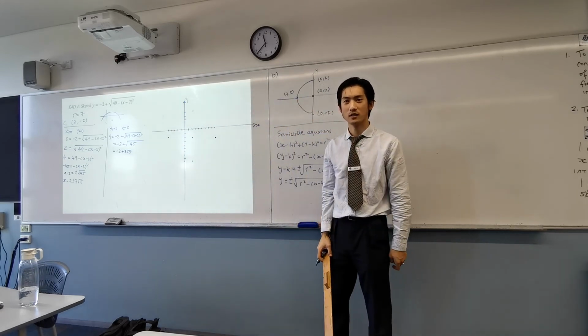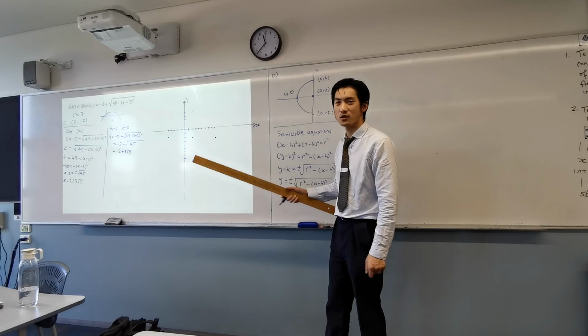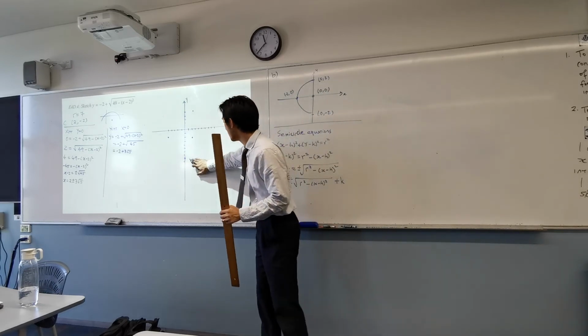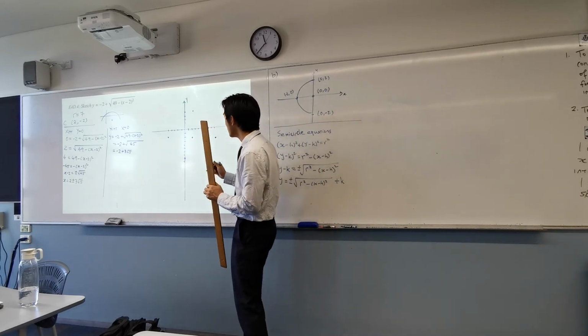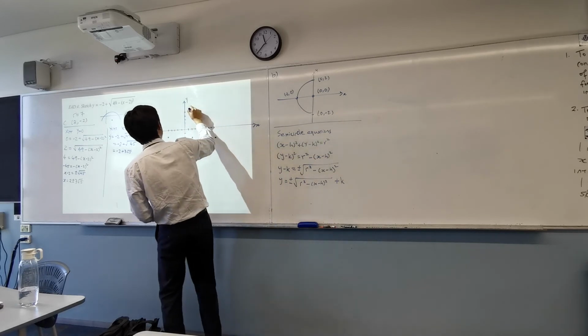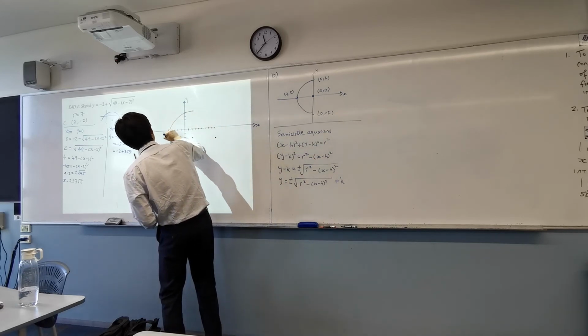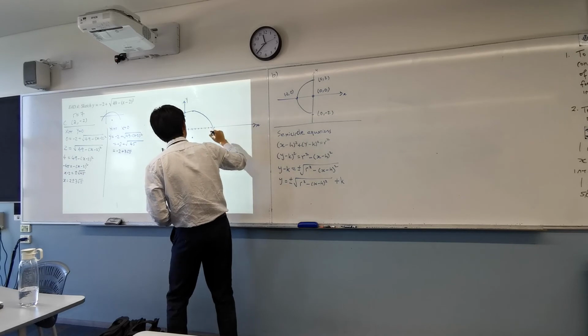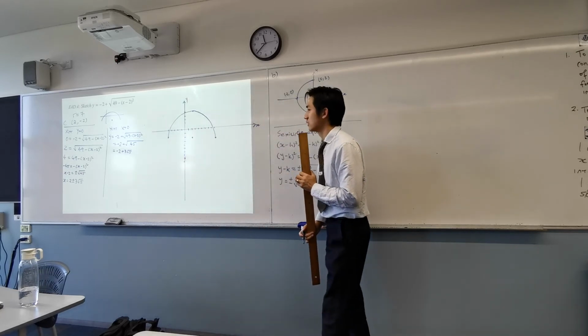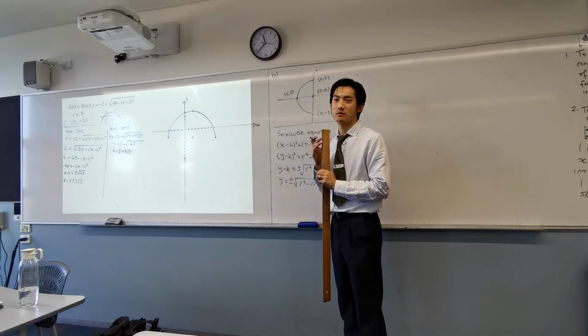Good question. That's my mistake. It's not a full circle, it's a semicircle, so it's just the top half. Thank you for pointing that out. So it's the top part of a semicircle. Let's join these up. It was intentional, to see if you're paying attention.